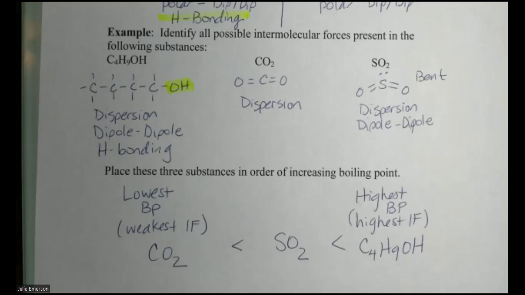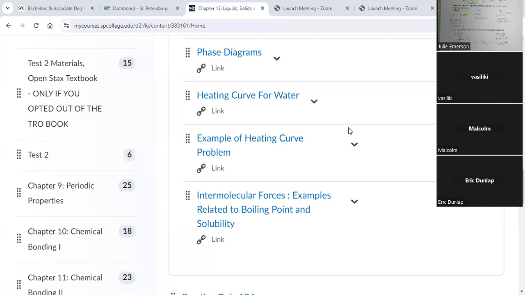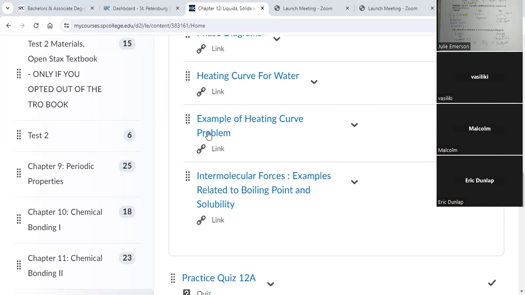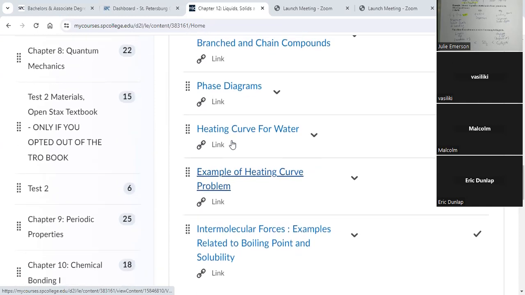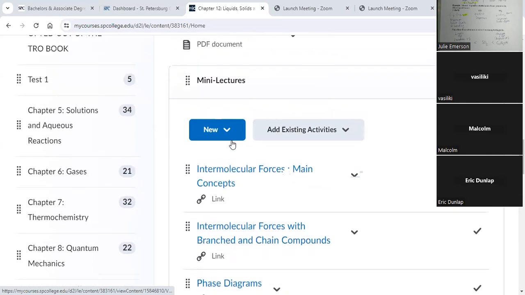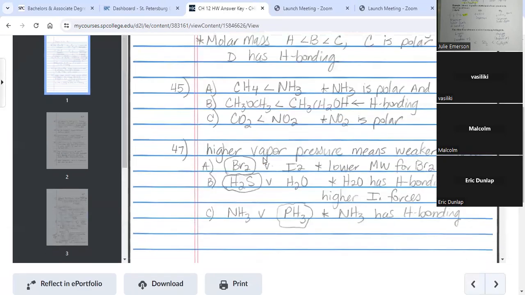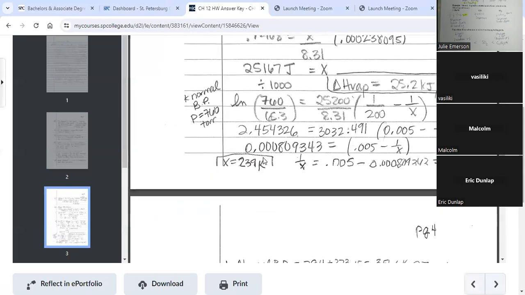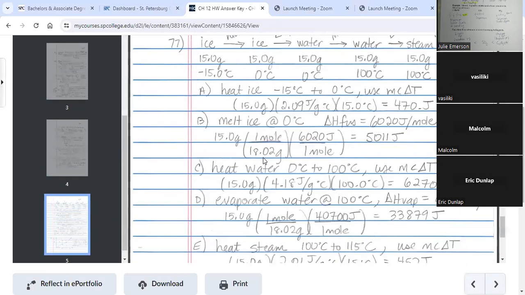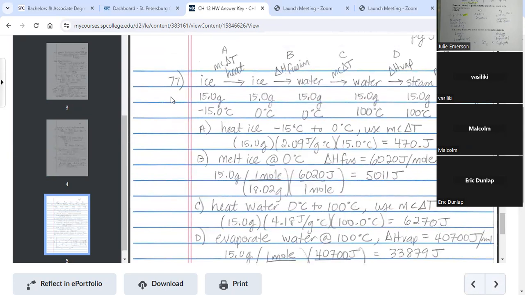I'm going to share my screen here really quick. If you go into the chapter 12 folder in my courses, you'll see this example of a heating curve problem. That would be a good problem to do. And it's just like what I was talking about. And in the homework, the chapter 12 answer key, the problem that I was talking about, it's towards the end. I think it's on the last page. Yeah, it's this one. It's number 77. So I'm going to write that on my notes here really quick.